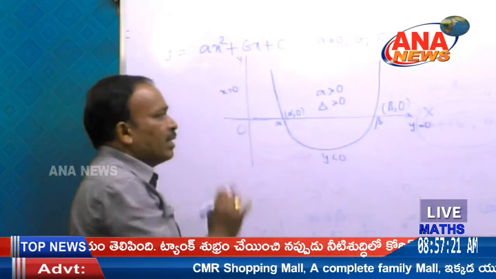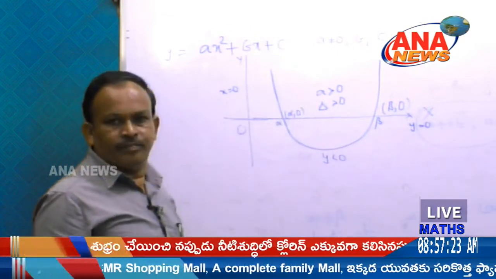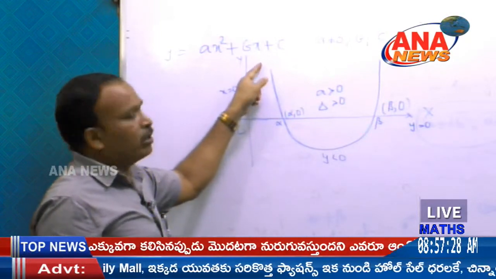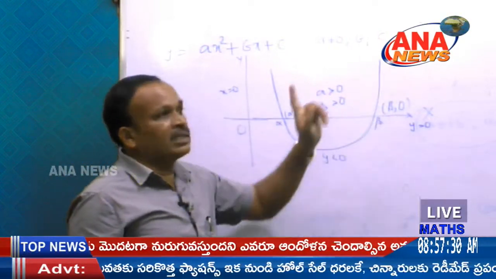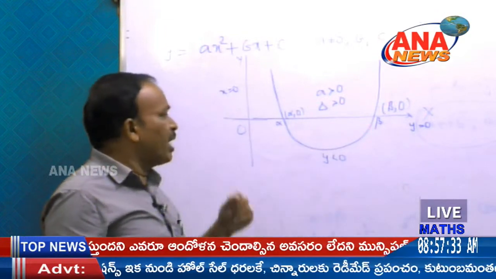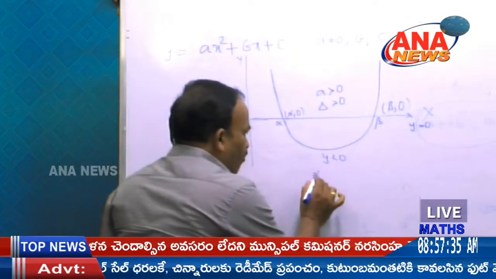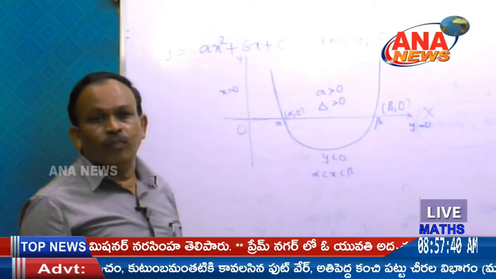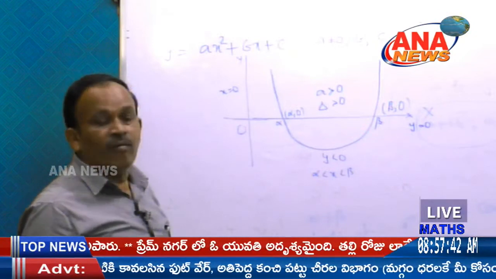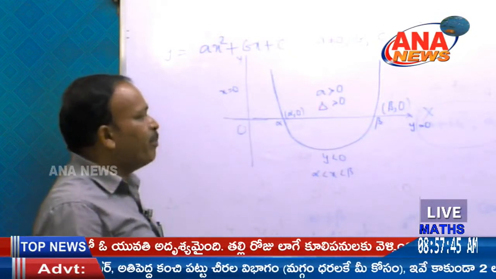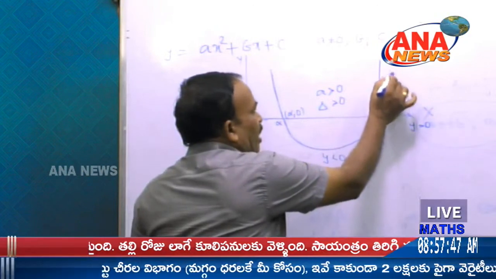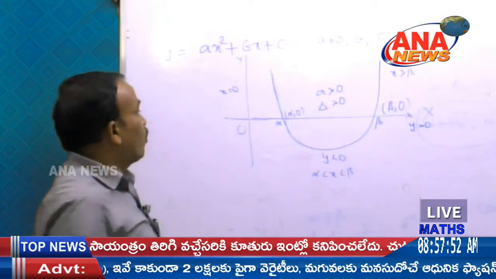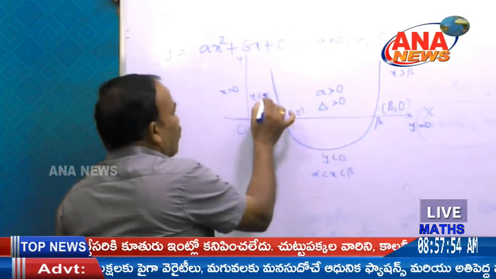When delta greater than 0, the curve is like that. Outside, less than alpha, expression is positive. More than beta also, expression is positive. In between alpha beta, alpha less than x less than beta, y is negative. Outside beta, that means x greater than beta here, y greater than 0. Here x less than alpha.